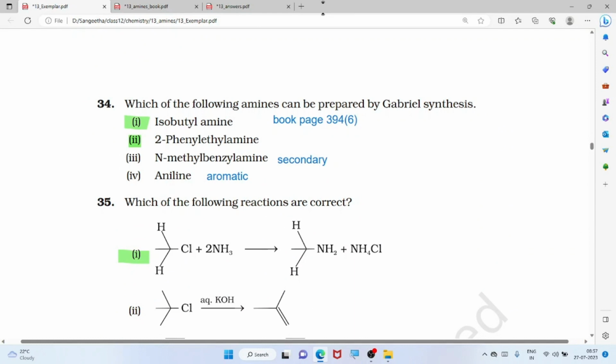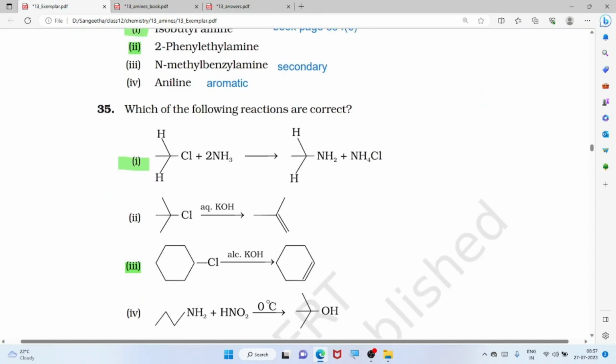Which of the following amines can be prepared by the Gabriel synthesis? Only primary amines, not aromatic, not secondary. Okay, and that I already showed you, Gabriel synthesis.